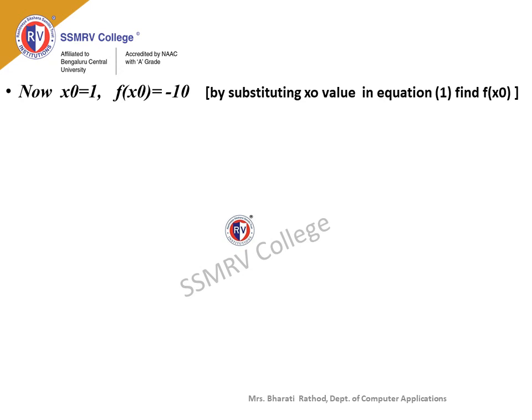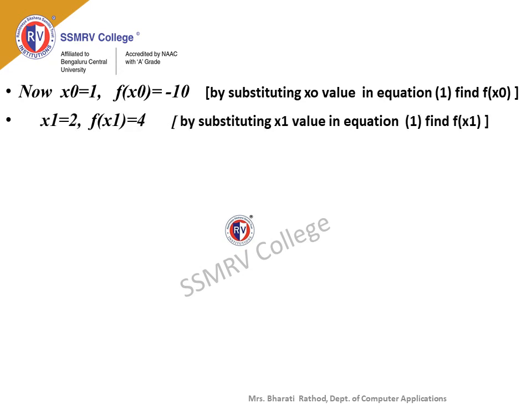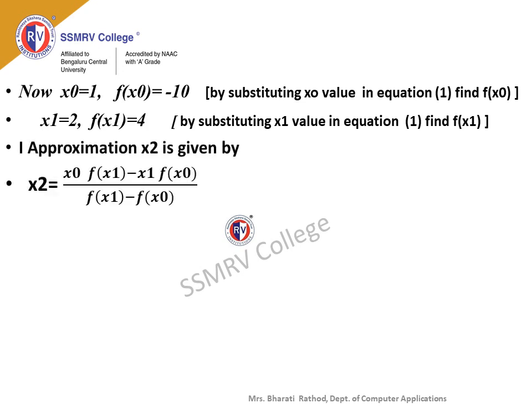Now we have the values of x0 and x1. Now we will find f of x0 and f of x1. By substituting the x0 value in equation number 1, we will find f of x0. Similarly, by substituting the x1 value in equation number 1, we will find f of x1. Now, the first approximation x2 is given by x2 equal to x0 f of x1 minus x1 f of x0 divided by f of x1 minus f of x0.